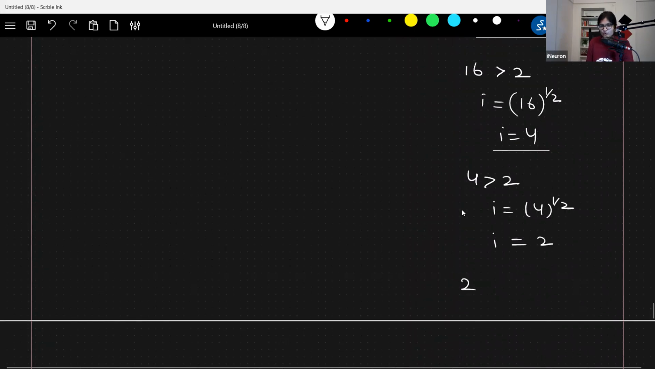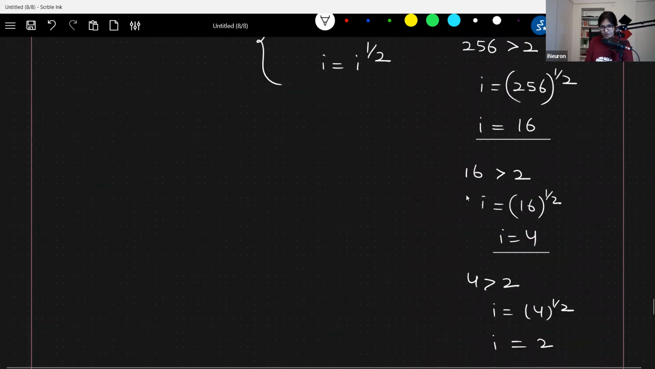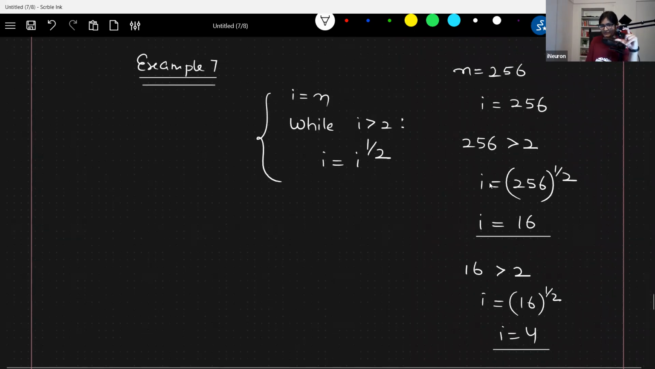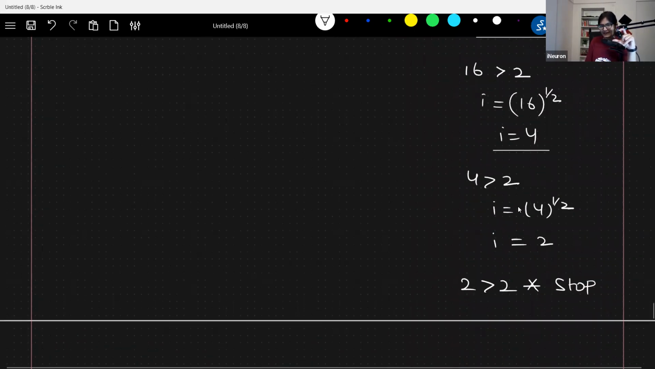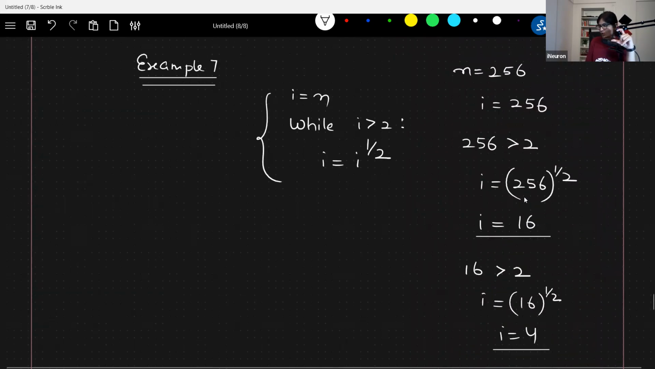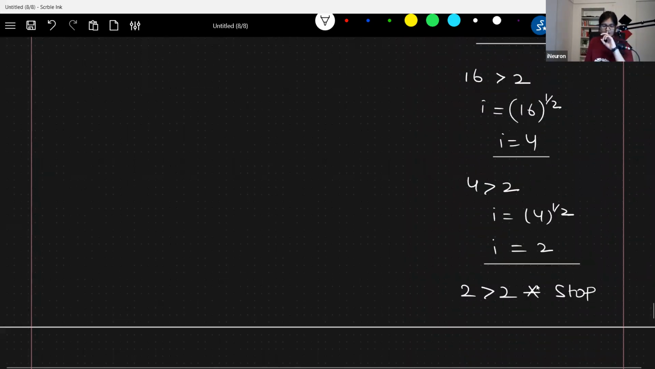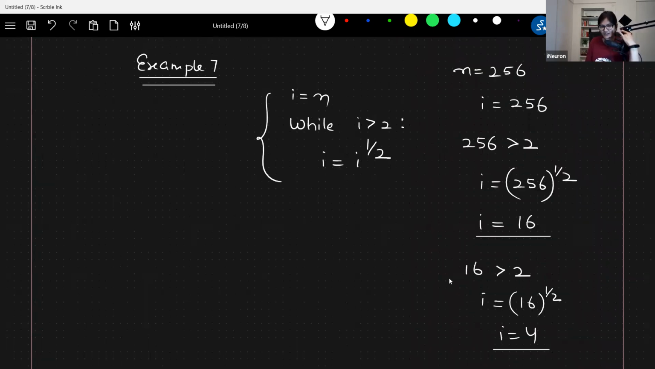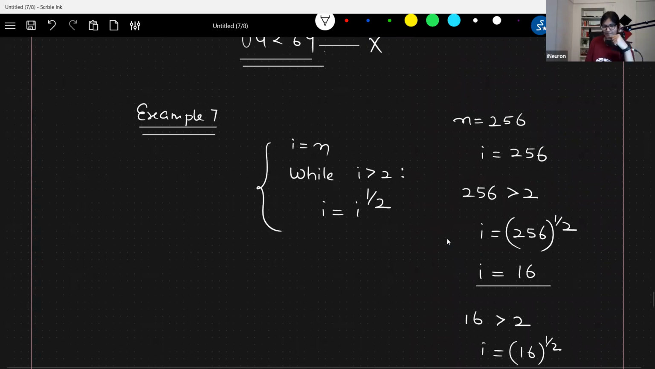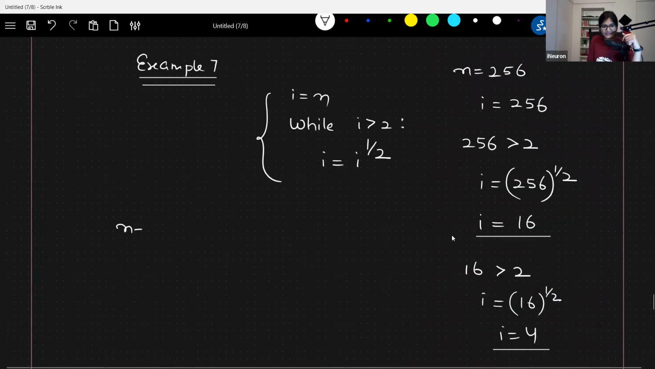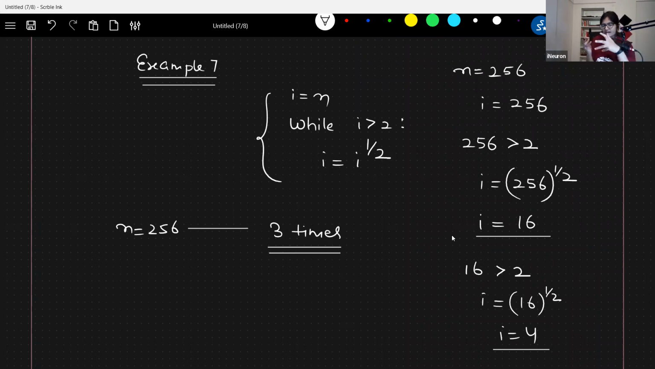And here, when we get 2, it is not greater than 2, so it will stop. If you observe, how many times is this particular thing running? 1, 2, and 3. Only 3 times, right? The 4th time, it will stop. Now here it is quite difficult to understand which part it is showing. For n equal to 256, it is running 3 times. So it's not forming a logarithmic series either. We need to understand it in much more depth.